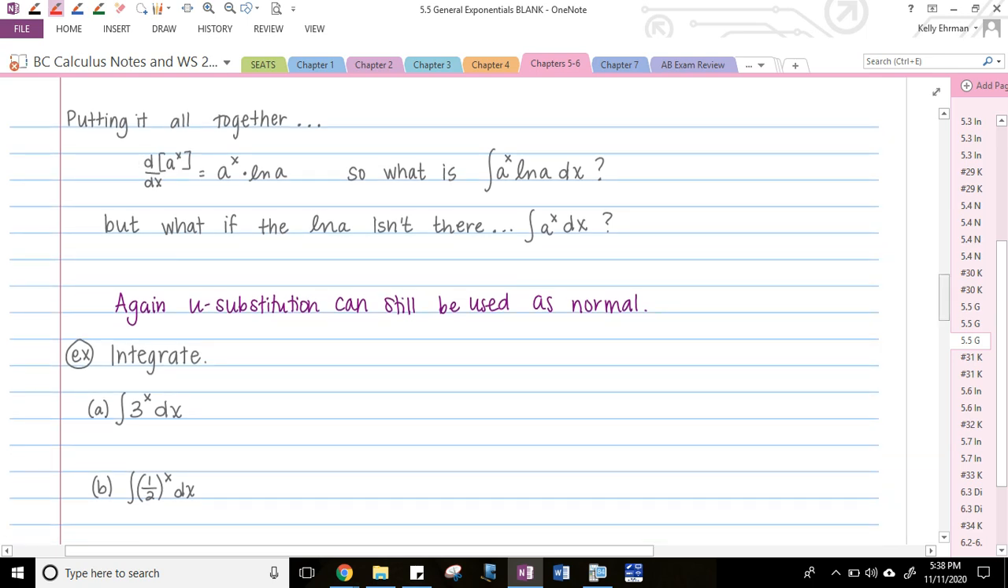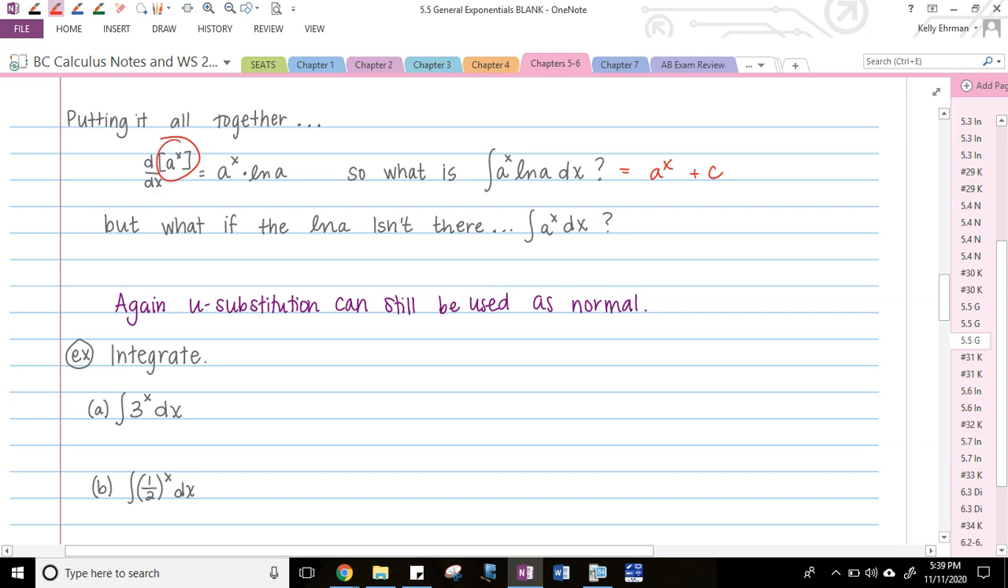So how do we talk about integrals then? If the derivative of a to the x is a to the x times natural log a, then the integral of a to the x times natural log a dx should be the original thing, a to the x, plus c. But you don't usually have this natural log piece in here. It's usually just, what's the integral of a to the x dx?